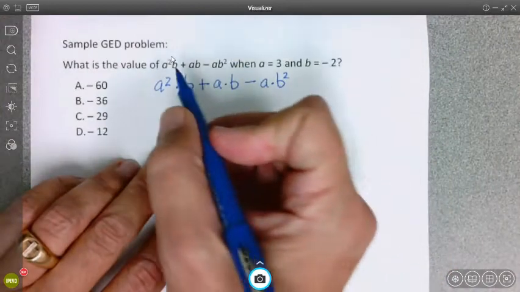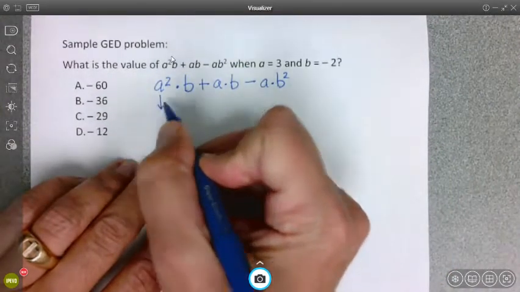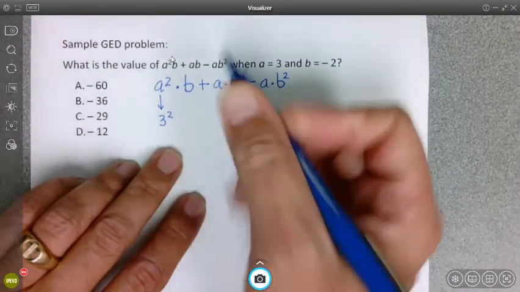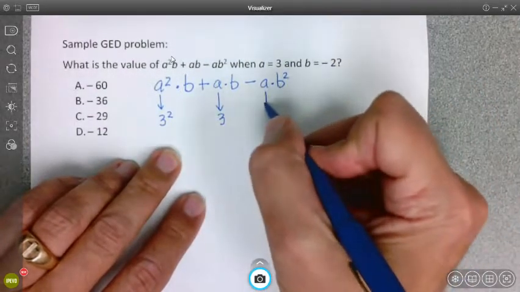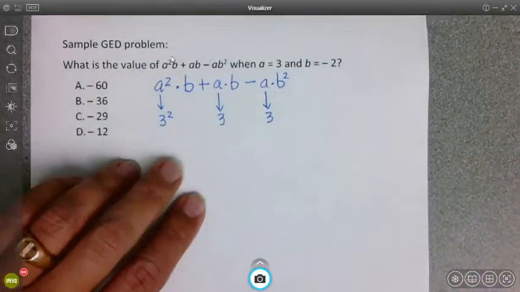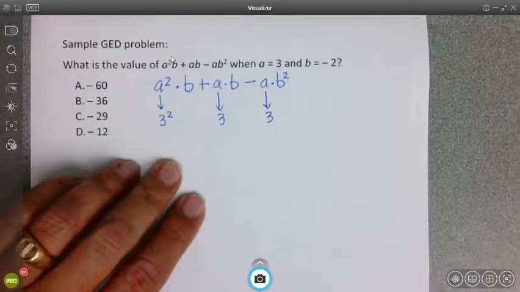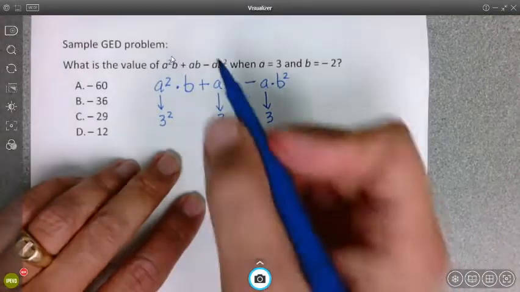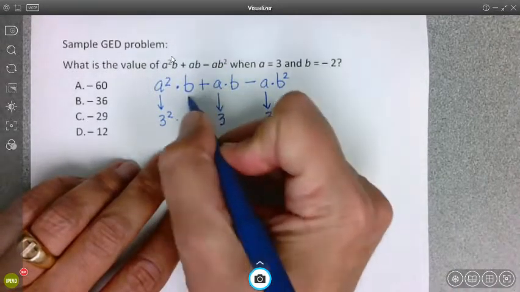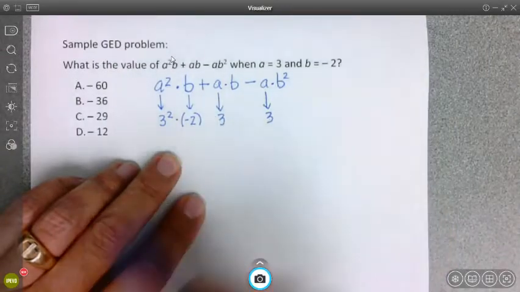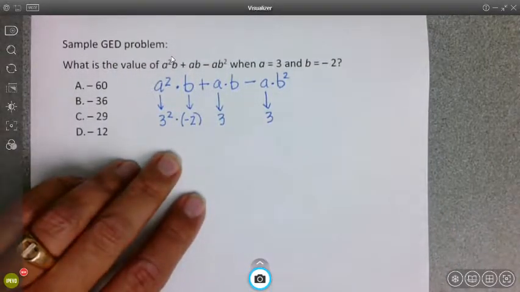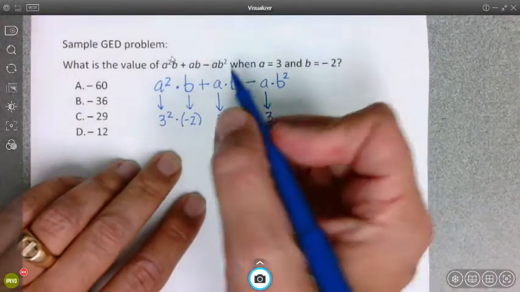So what I'm now going to do is every place there's an a, I'm going to substitute that with a 3. So I'm coming down here, every single a is being replaced with the number 3. And b is equal to -2. So I'm going to do the same thing with substituting for the b's. Now notice I'm putting the negative number in parentheses to make sure that I don't confuse the fact that that's a negative number as opposed to that maybe being misinterpreted as a subtraction symbol.